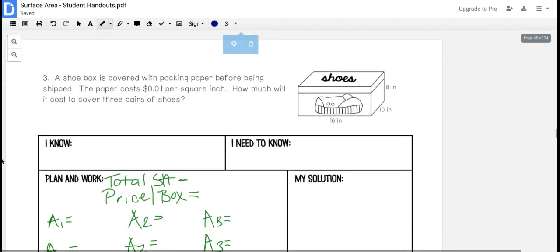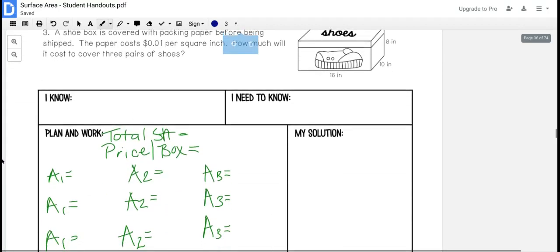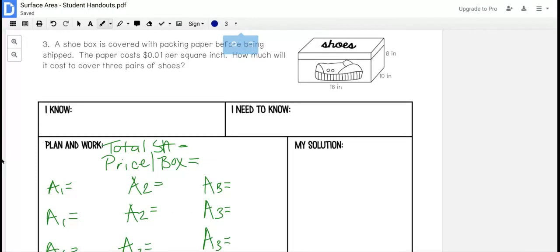So now we are going to skip down to this one, and we've got a shoebox. So same process as before, except we are doing a shoebox instead of a cereal box. So a shoebox is covered with packing paper before being shipped. The paper costs 1 cent per square inch. How much will it cost to cover 3 pairs of shoes?